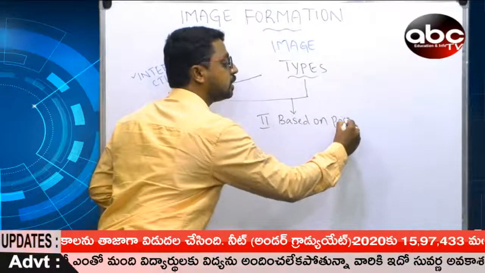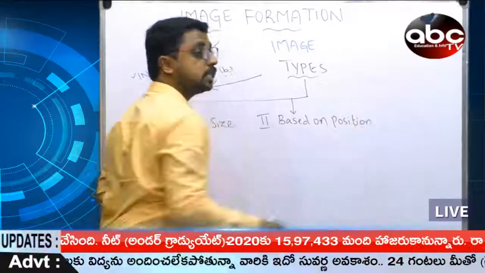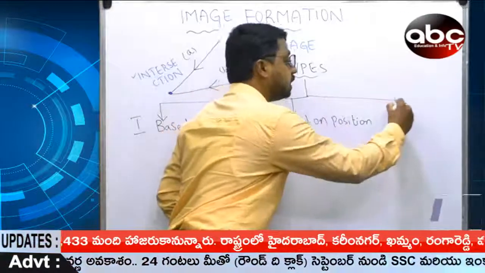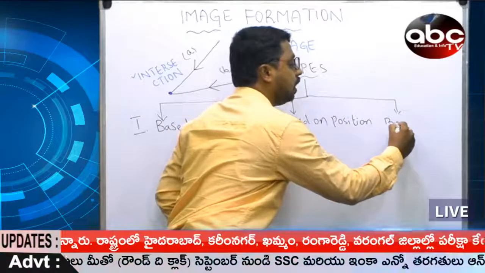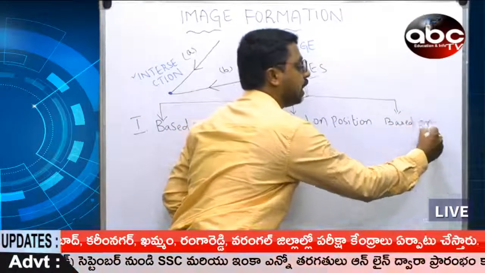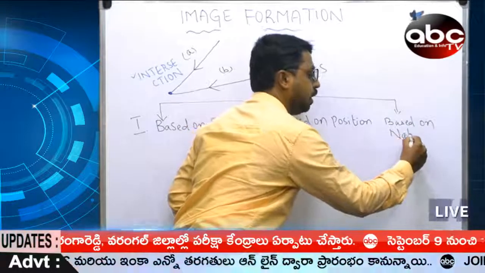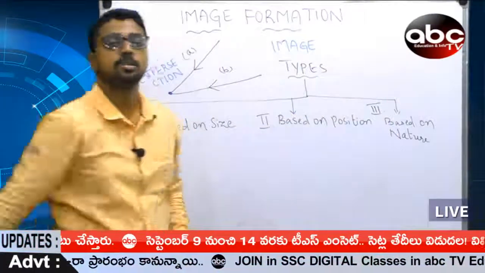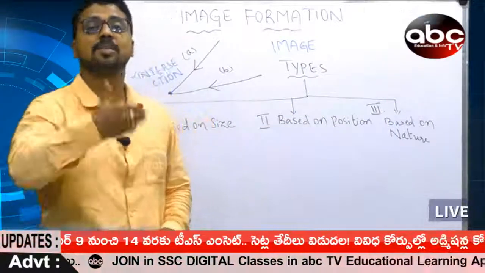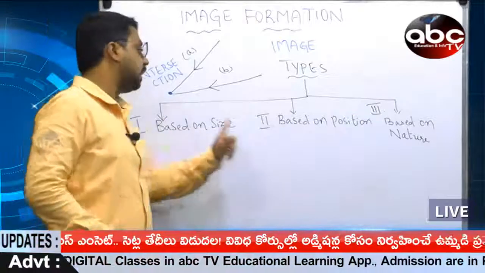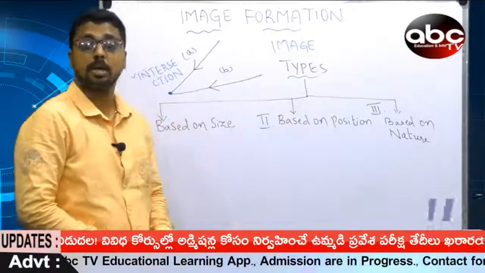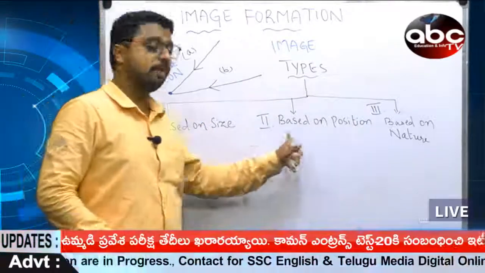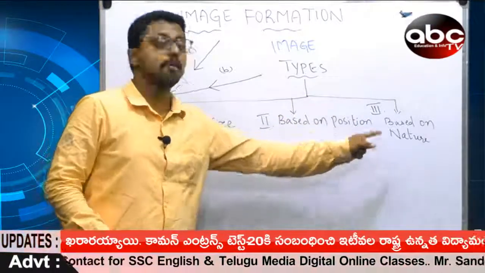The second one is based on position. Acha, then it is not concluded; it can still be extended. What is this? Based on nature. This is the third classification. So, how many types of image classifications can be done? We have 3 types of image classifications. What are they? Here we have based on size, here based on position, and there based on nature.